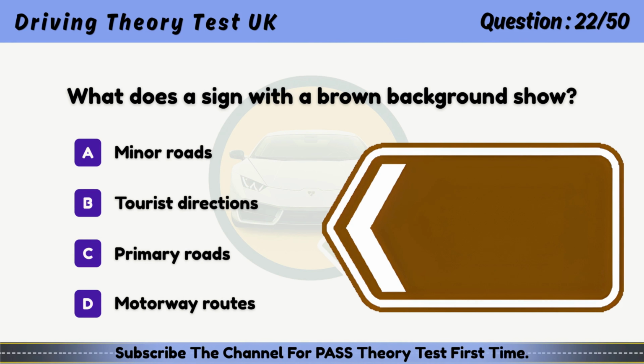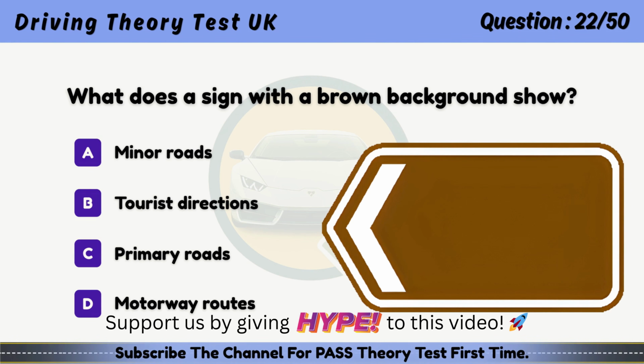Question 22. What does a sign with a brown background show? Option A. Minor roads. B. Tourist directions. C. Primary roads. D. Motorway routes.